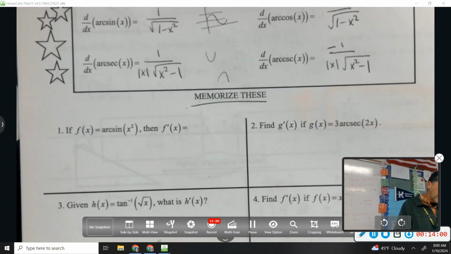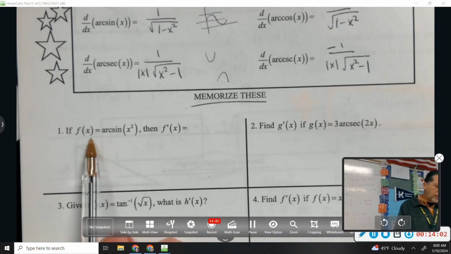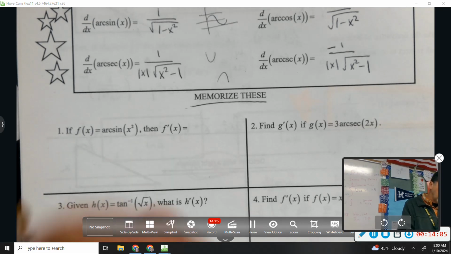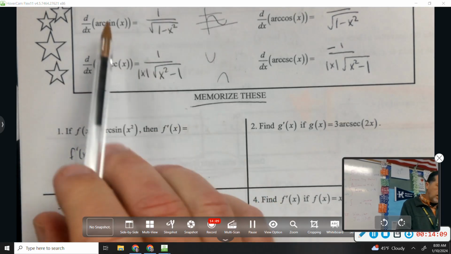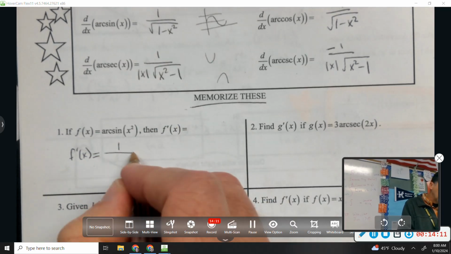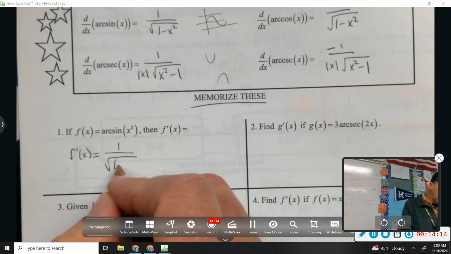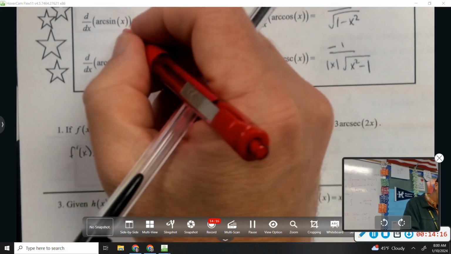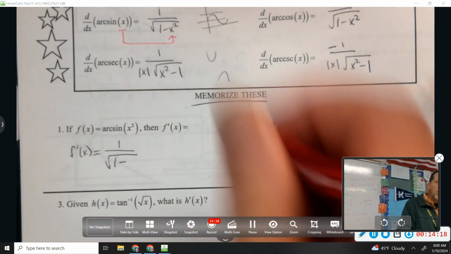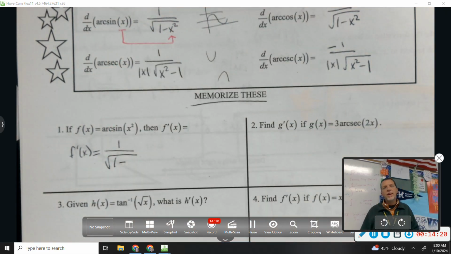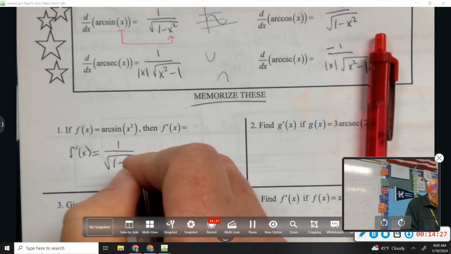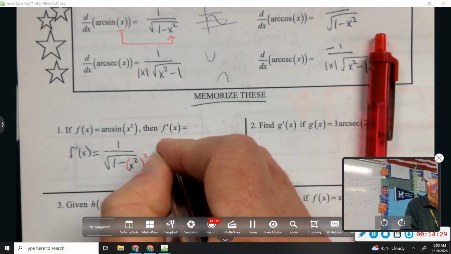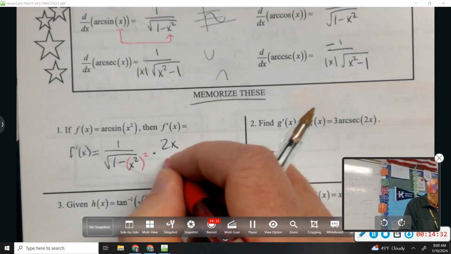Okay, so some practice problems. If f of x is arcsine of x squared, find the derivative. Arcsine is 1 over the square root of 1 minus... Now, be careful, I didn't put u's in there, but there is a chain rule thing going on here. So it's 1 minus argument squared, and then chain rule times the derivative of the argument.